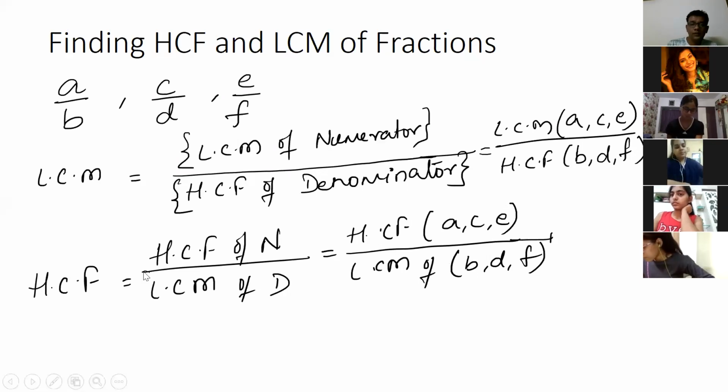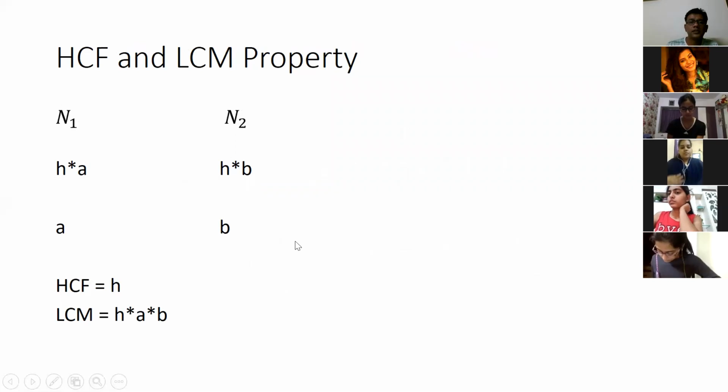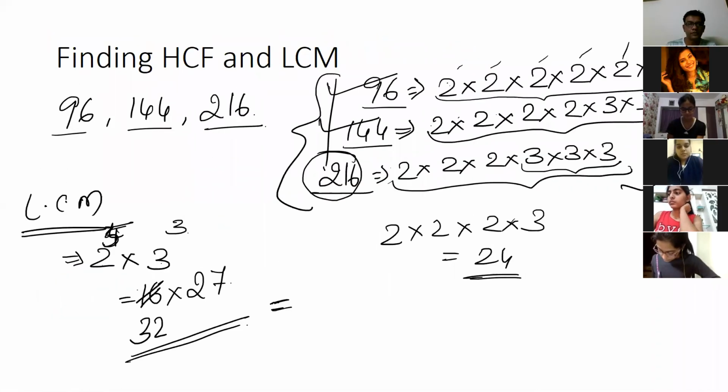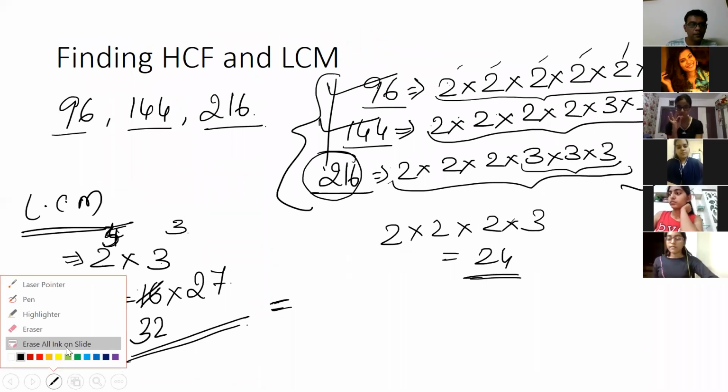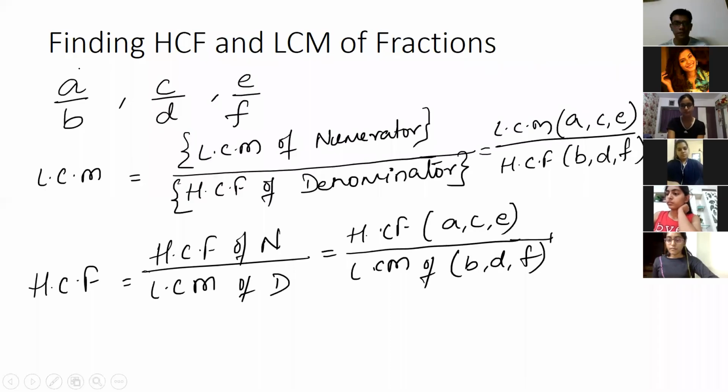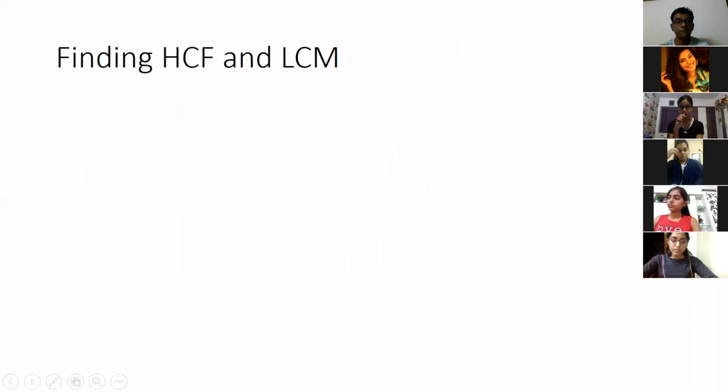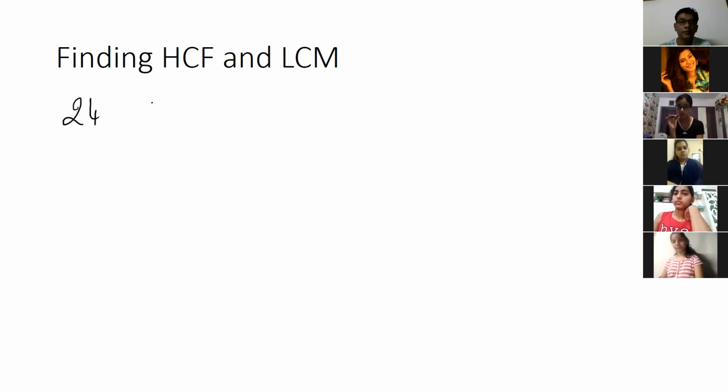Now, with HCF and LCM in our hand, there are certain properties that hold. I will come back to this sheet and erase this because I need the space. Let's begin with a very simple example again. We started with 12 and 16 earlier. Now let me talk about 24 and 36. What would be the HCF of 24 and 36?